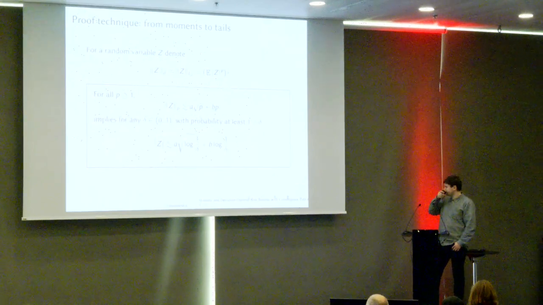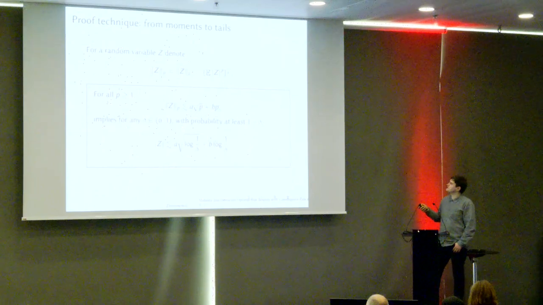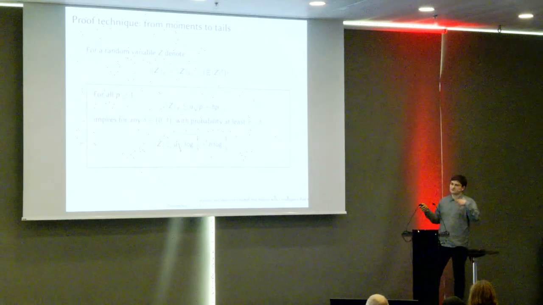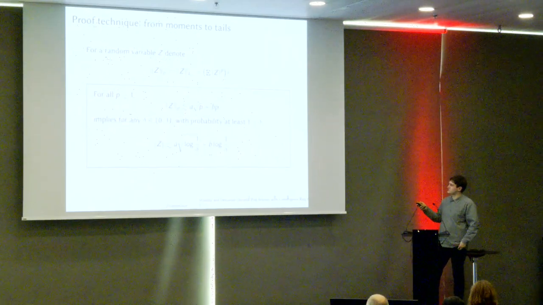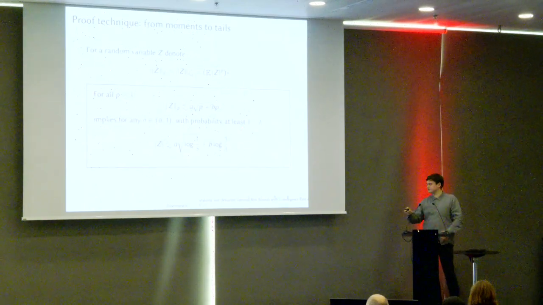So it's very important to work not with tails, but with some moments of random variables, like the LP norm of the random variable. And if we are able to prove, for a certain random variable, in our case the excess risk, moment bounds of this form, like the LP norm scales as, say, a square root of p plus b times p, up to some constants a and b, then you can always translate it into a high probability bound.